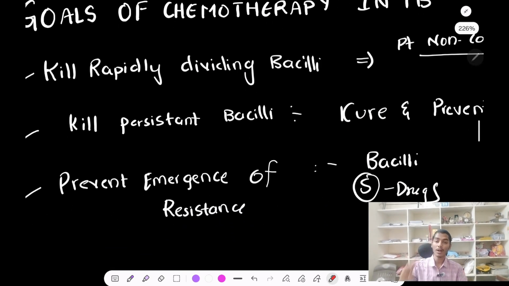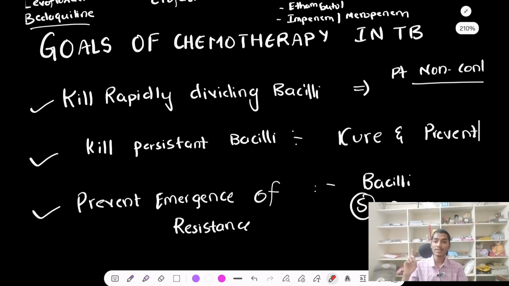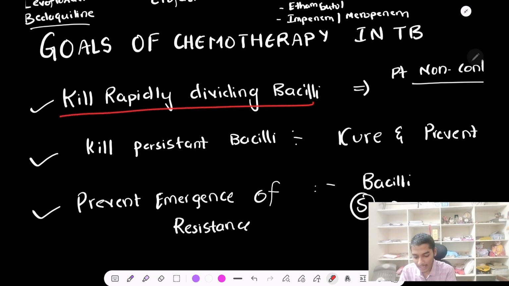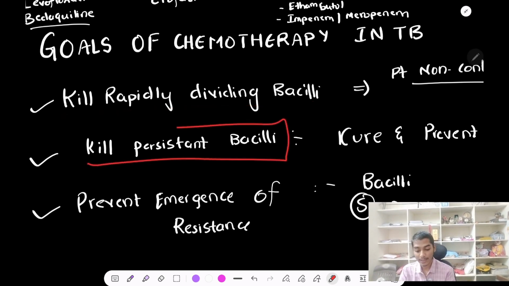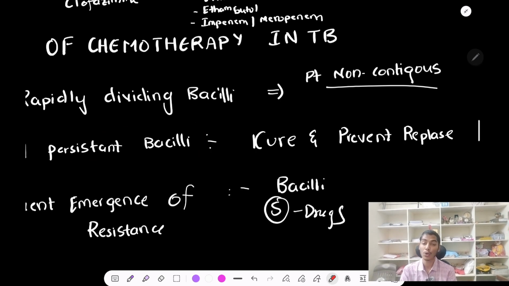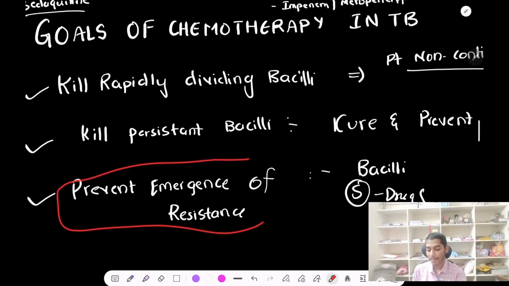We have three important goals of chemotherapy in TB. First, we have to kill the rapidly dividing bacilli in order to cure the infection and to stop the spread of infection. In a heavily populated country like India, we not only treat the infection but also need to stop its spread, right? For this we need to kill the rapidly dividing bacilli, and we have to kill the persistent bacilli in order to cure and prevent relapse. And we also have to prevent the emergence of resistance.